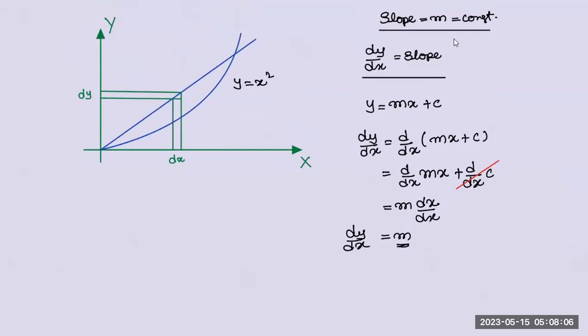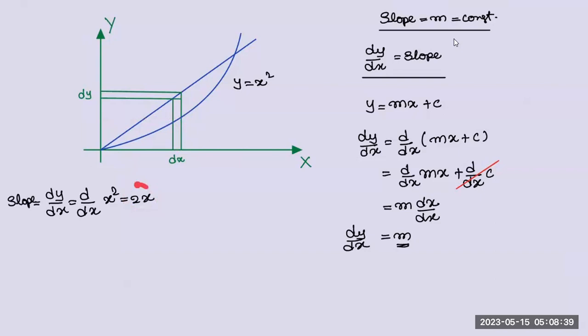Got it. So let us differentiate to understand. dy/dx is equal to d/dx of x squared, that is equal to 2x. What's the meaning of it? The slope, or the differentiation value, depends on x. That means if x is equal to 4, dy/dx is 2 into 4, which is 8.